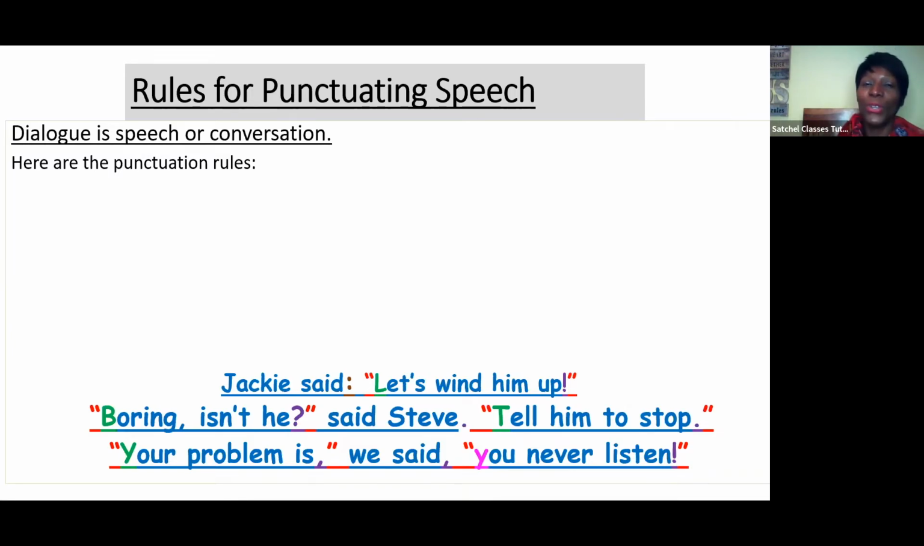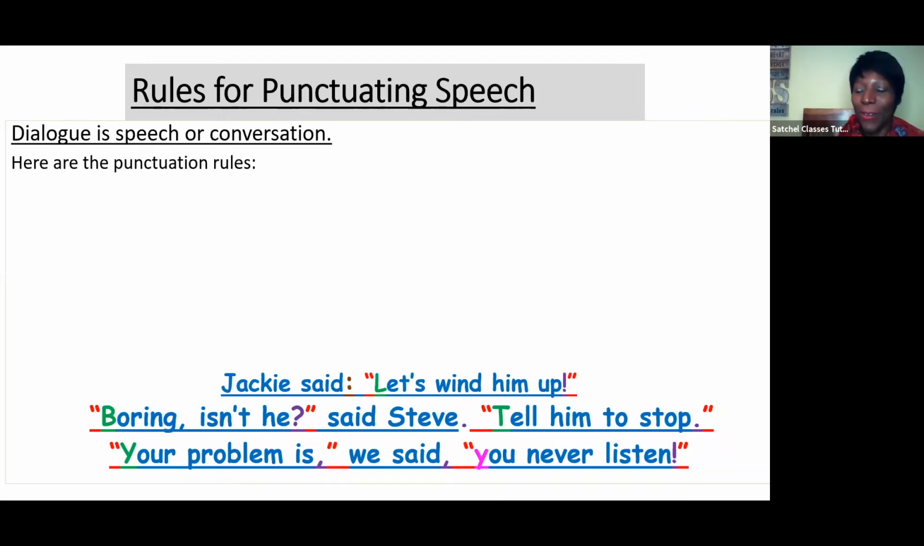But we have to use speech accurately. So you can see the 3 examples at the bottom. Jackie said, "Let's wind him up." You can see the kind of character that Jackie is. "Boring, isn't he?" said Steve. "Tell him to stop. And then your problem is," we said, "you never listen." So it's showing the conflict and adding that sense of character in fiction writing.